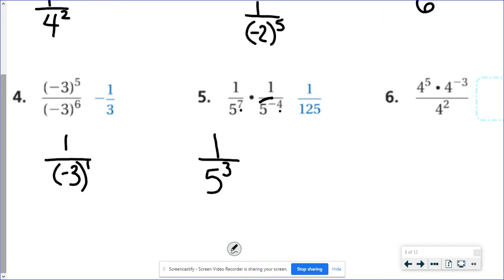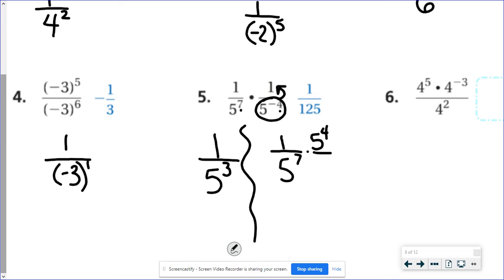Or I could move this up to the numerator. And then I would have 1 over 5 to the 7th and 5 to the 4th over 1. Now I can look at this like one big fraction. Where do I have more 5's? On the bottom. How many more? 3. I get the exact same answer.